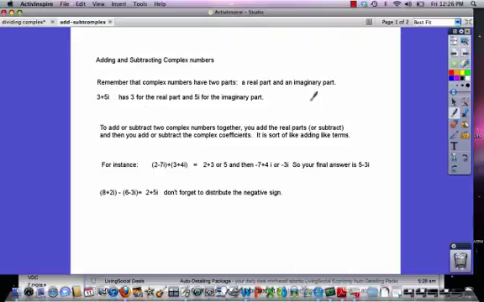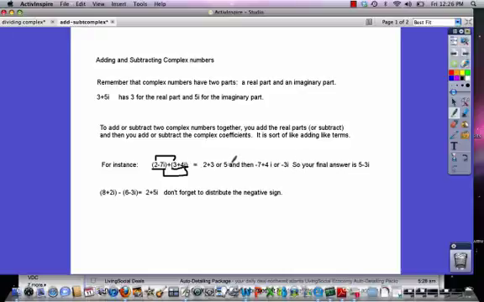To add or subtract two complex numbers, we're going to add the real parts together, or subtract, depending on what we're doing. And then you're going to add or subtract the complex coefficients. It's sort of like adding like terms, and you've done that a lot. For instance, 2 minus 7i plus 3 plus 4i, and usually you see them in parentheses like this. This is a complex number, and this is a complex number. Not always, but usually. We're going to add the real parts together, which is the 2 and the 3. And then we're going to add the imaginary parts together, which is negative 7i and positive 4i.